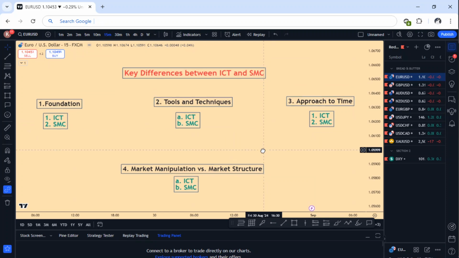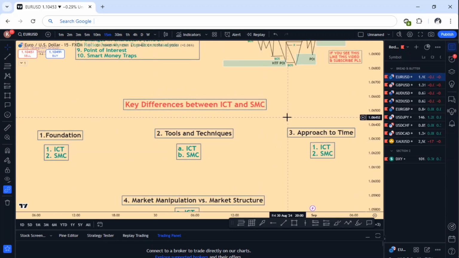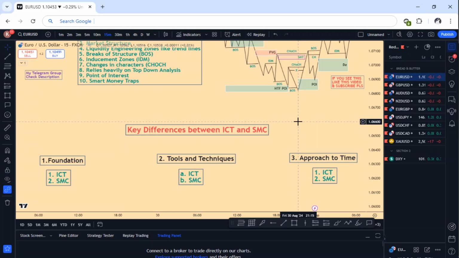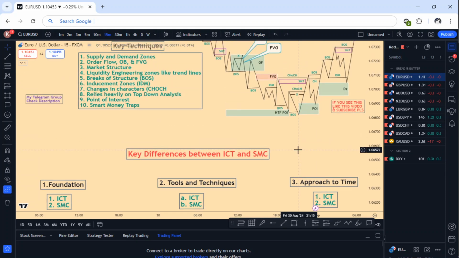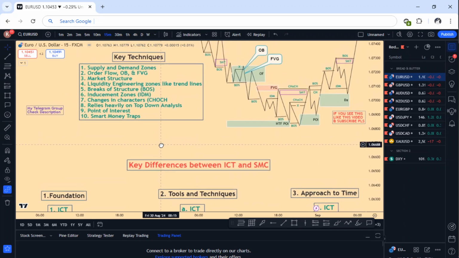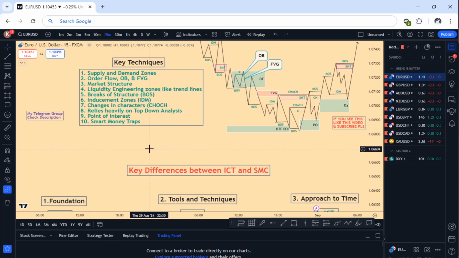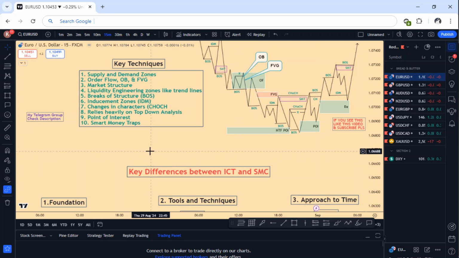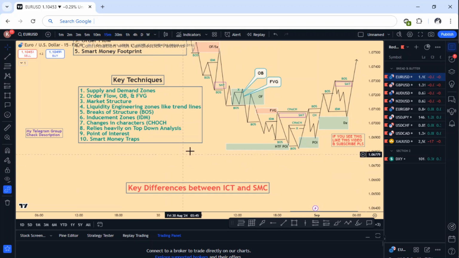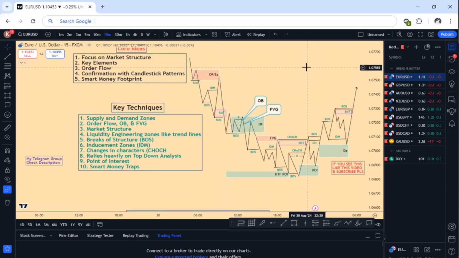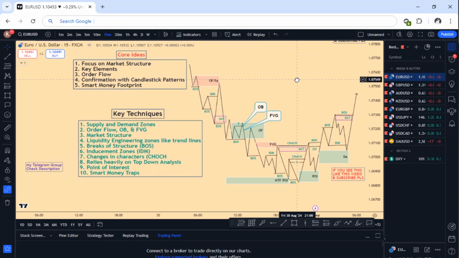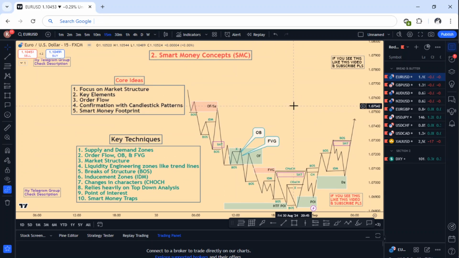So basically, both ICT and SMC provide a valuable framework for understanding the behavior of institutional traders and identifying high probability trading setups. For beginners, understanding these concepts will provide you with insight into the dynamics of the market beyond basic technical analysis of support and resistance, and just basically forex patterns. So that is what you need to know about these two kinds of trading style.